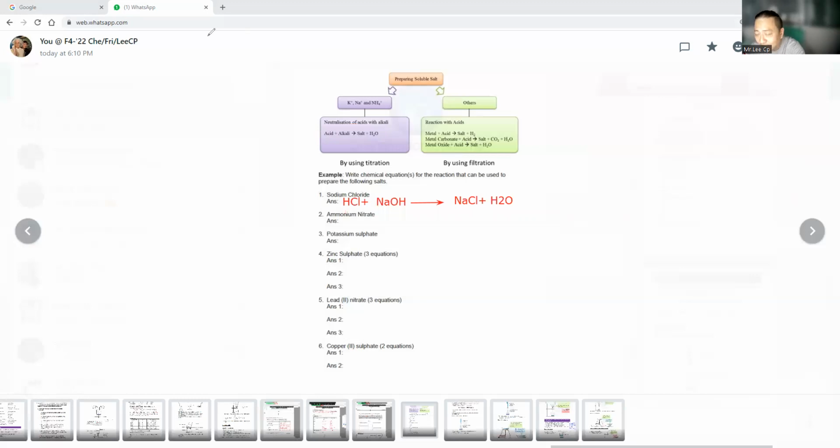Just now also can, but it is not under neutralization, or under metal plus acid, or metal plus carbonate, all this. Do you get what I mean? So I want you to get it from these four ways. So now the method we have right now is neutralization. So this is actually acid plus alkali. Do you get it?